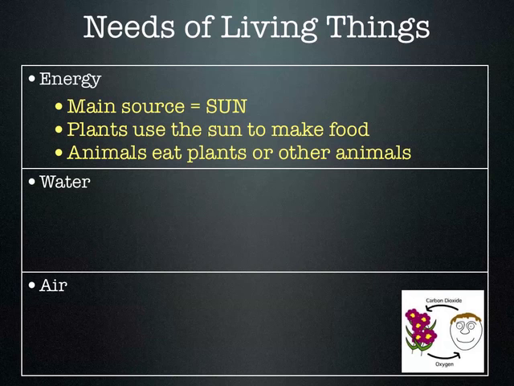And then animals eat the plants, and that's where they get their energy. Or some animals eat other animals to get energy. Those animals are called carnivores. Carnivores or omnivores? Omnivores eat plants and animals. I'm not an omnivore. I'm an herbivore. You eat grass.